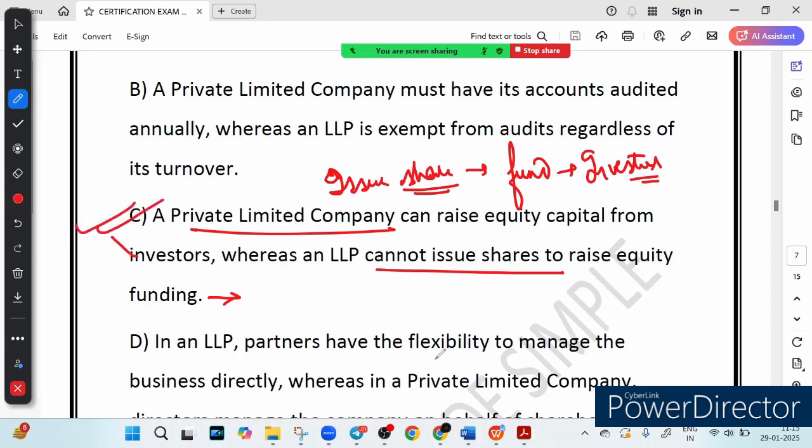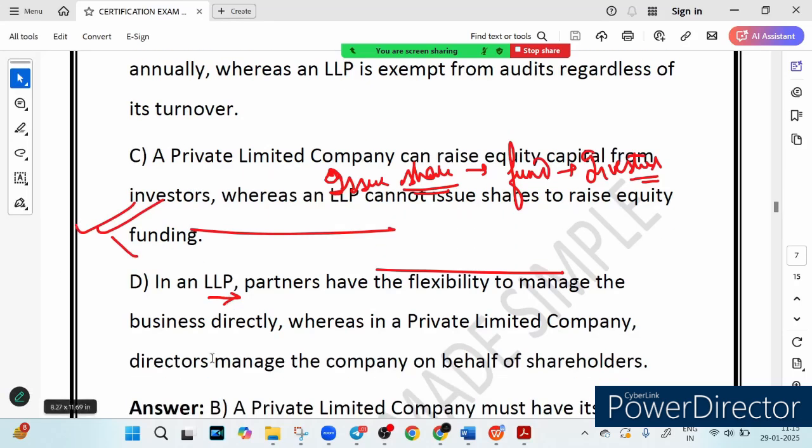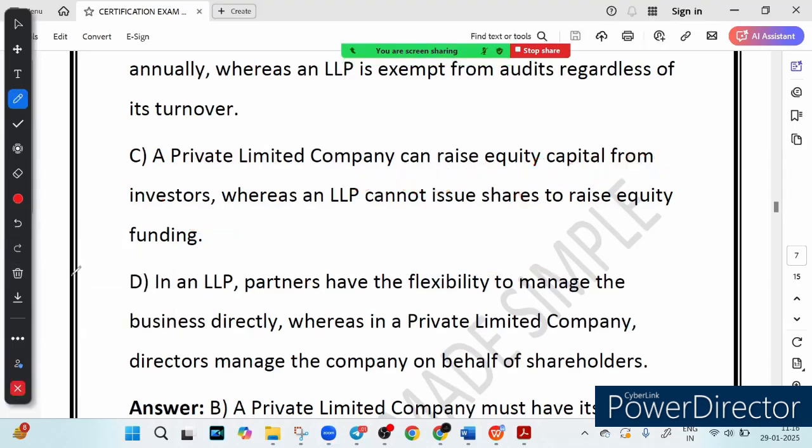An LLP partner has the flexibility to manage the business directly, while in a private limited company, directors manage the company on behalf of shareholders. What do you think? Is it correct? Option D: in an LLP, the partners manage the day-to-day operations directly. In a private limited company, directors handle management on behalf of the shareholders. So the correct answer is option B, right?